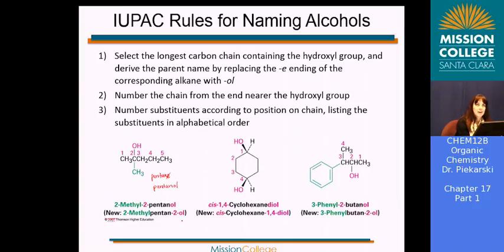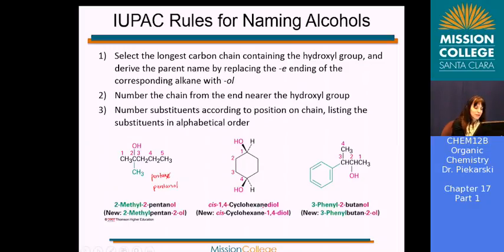Okay, 2-methyl-pentan-2-ol. This will be very helpful when you have alkenes in there as well, and you'll see that in a few minutes. Okay. This one here is a cyclohexane, and it's a disubstituted cyclohexane, so it does have stereochemistry. We can use cis or trans. You could also use R or S if you wanted to here. But cis-1,4-cyclohexane diol, because it has two alcohols here, it's not just a cyclohexanol, it's a cyclohexane diol.